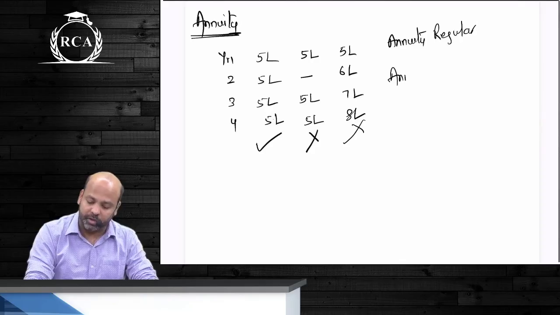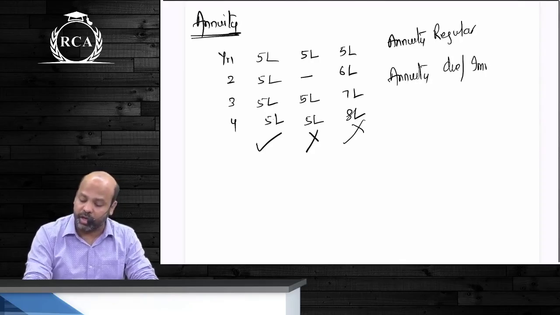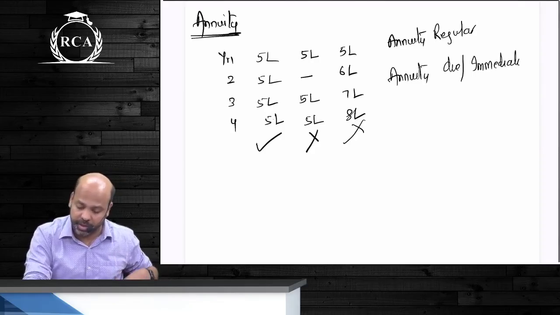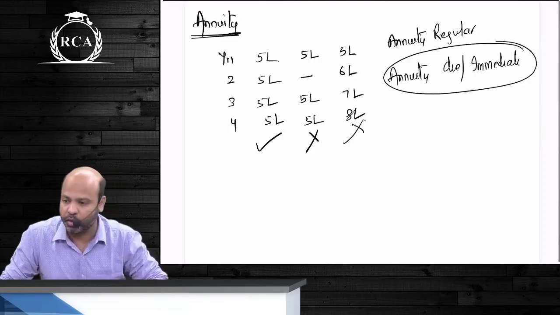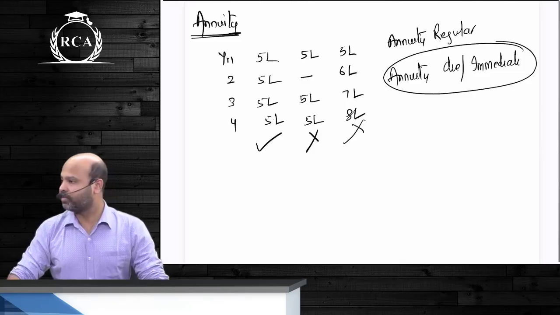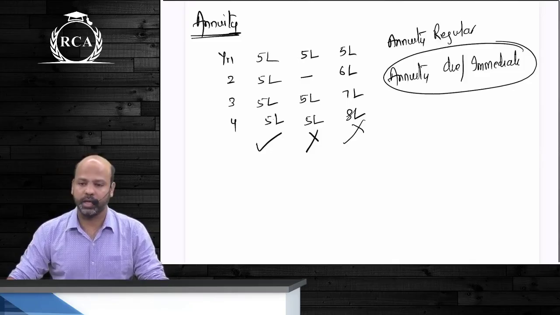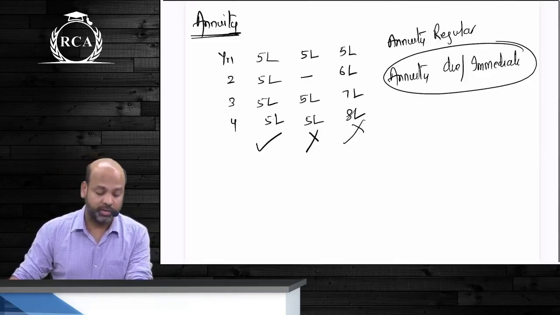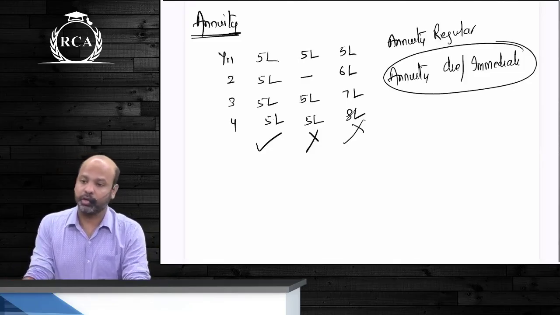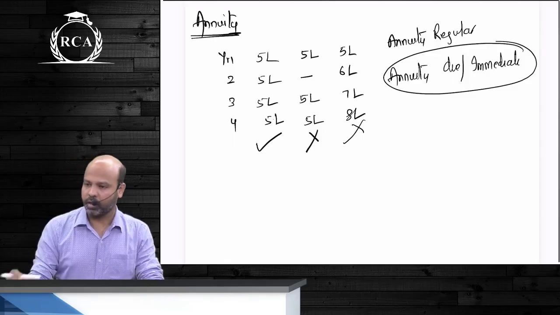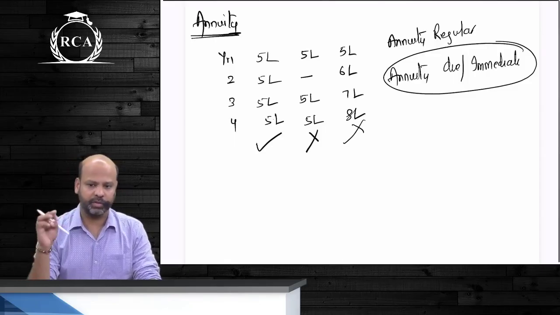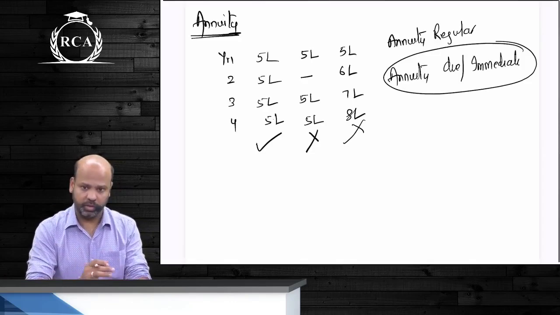The other one is annuity due or immediate. If cash flows arise at the beginning of each period, it is called annuity due or immediate. If cash flows arise at the end of each period, it is called annuity regular. By default, it is annuity regular and not annuity due or immediate. What we should be concerned about, guys, is annuity regular only.